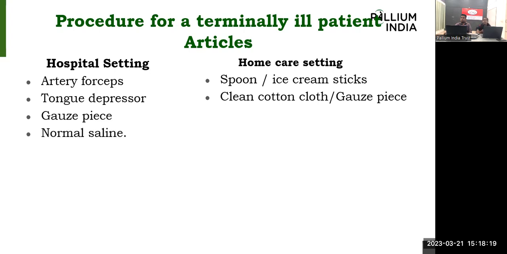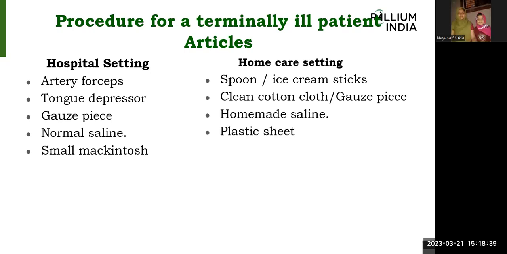And normal saline. Within the hospital, we have a bottle of normal saline. If they don't have a normal saline bottle, they can prepare homemade saline at home. And a small Macintosh, we have a rubber sheet. If they don't have a Macintosh, they can use plastic sheets. Our purpose is to prevent damage or spoiling of the patient's bed sheets and all. So you have to protect the sheets.